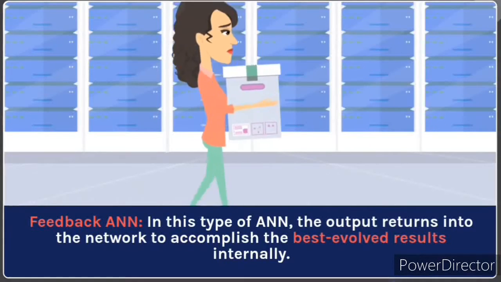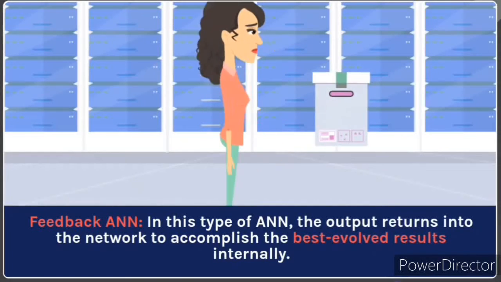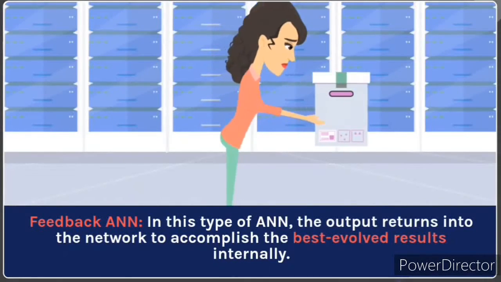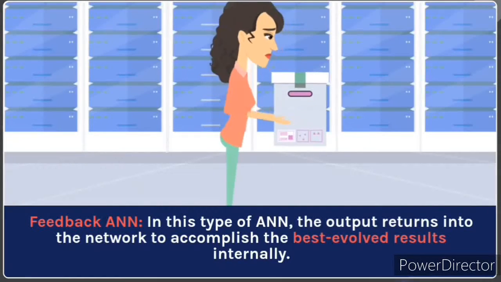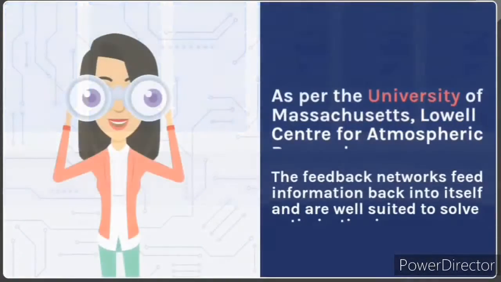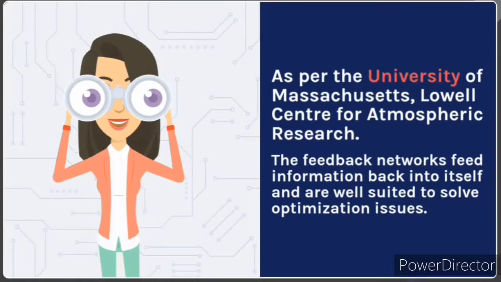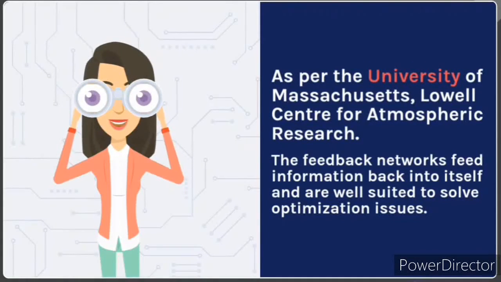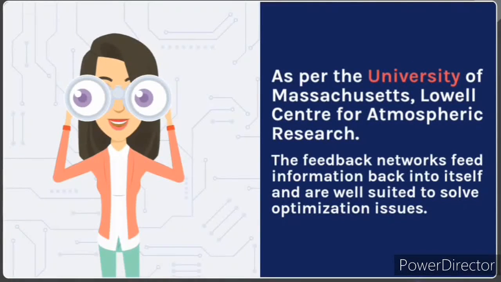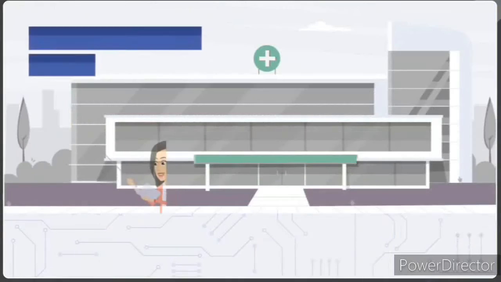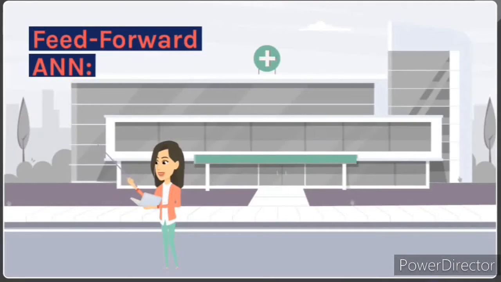Feedback ANN. In this type of ANN, the output returns into the network to accomplish the best evolved results internally. As per the University of Massachusetts, Lowell Center for Atmospheric Research, the feedback networks feed information back into itself and are well suited to solve optimization issues. Feed-forward ANN.